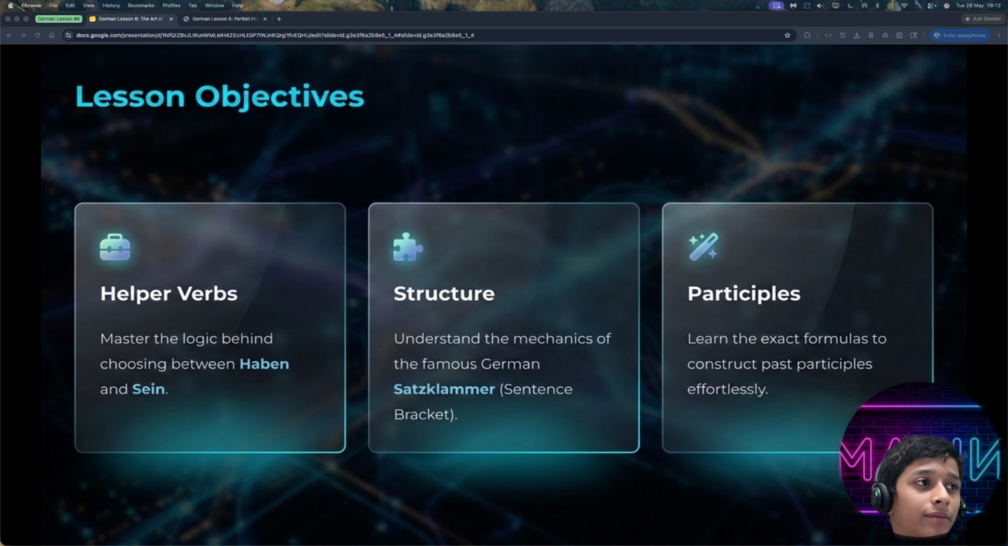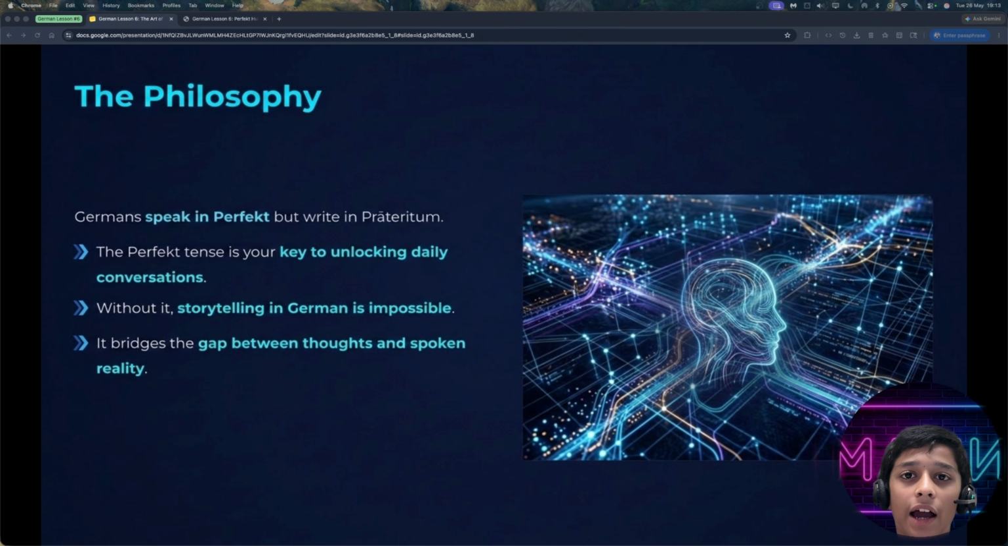Let's do it. Before we jump in, I want to answer a question I get all the time. Wait, German has two past tenses? Which one do I actually use? Here's the simple answer. Germans speak in the perfect, which is the present perfect, and write in the Präteritum, which is the simple past. That's it. If you're talking to a friend, telling a story, describing your day, it's going to be perfect tense every time. It's the living, breathing past tense of real conversation, and that's exactly why we are starting here.